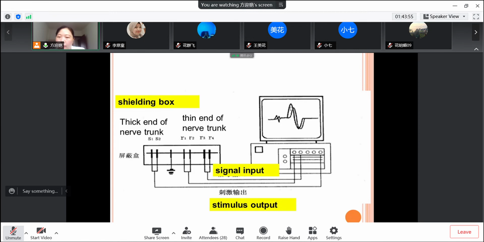Between these two waves, we can calculate the period, the time. Also, the distance we know is 1 centimeter, so we can calculate the speed. The velocity can be calculated from the distance and the time; this is the conduction velocity.